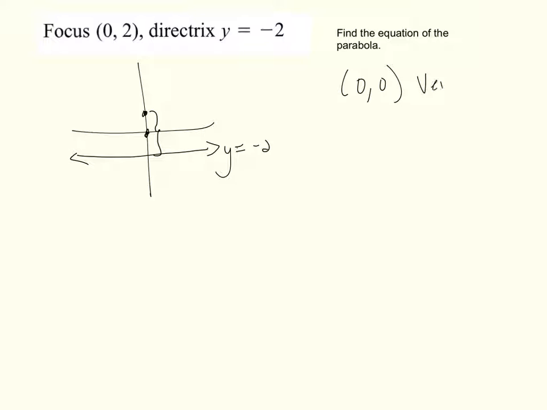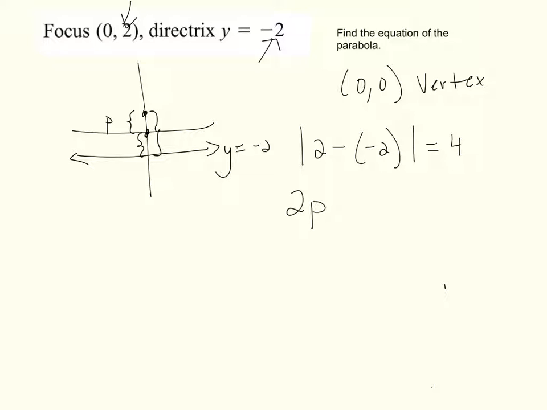So that's my vertex. Now, what if you didn't know that that was 0, 0? Well, you can always find the distance between those two things. So the distance between two numbers, and we're looking only at the y's, is 2 minus negative 2, which is 4. Now, that's the distance between those 2 points, which is 2p, because the distance between these points is p, and the distance between these other points is also p. So that means that twice p is the distance between the focus and the directrix. So 2p equals 4, that means that p equals 2.